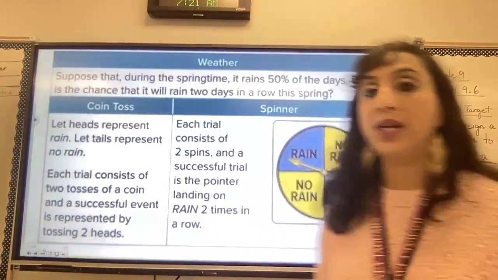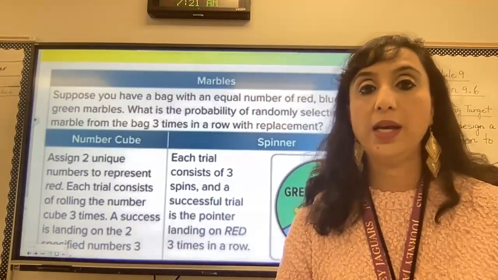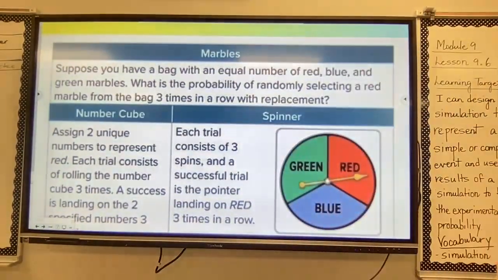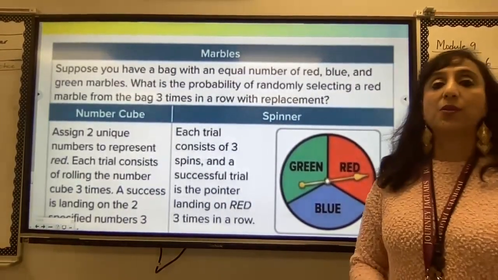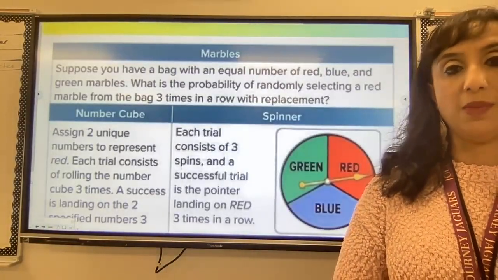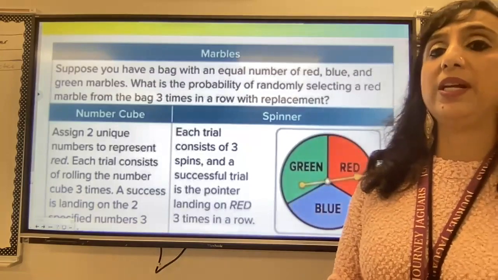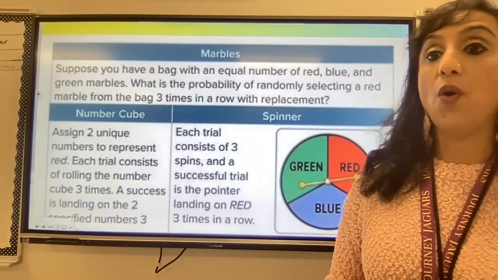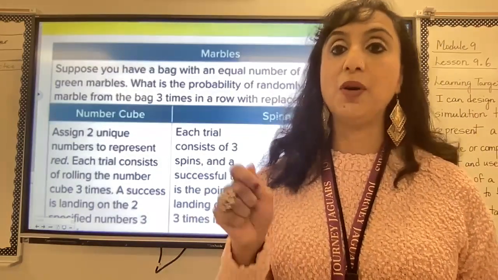All right, let's do another example. Here is one where we are talking about marbles. Suppose you have a bag of marbles with an equal number of red, blue, and green marbles. So that means we have three different colors. What is the probability of randomly selecting a red marble from the bag 3 times in a row with replacement? With replacement means the marble, once it's picked up, is put back in the bag.